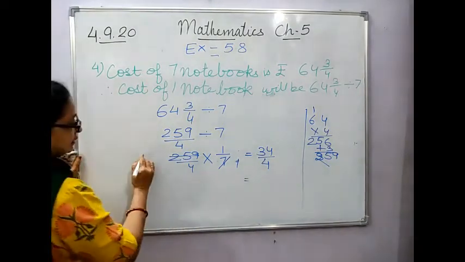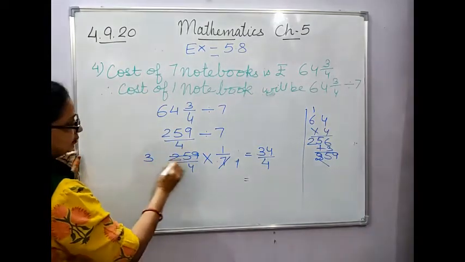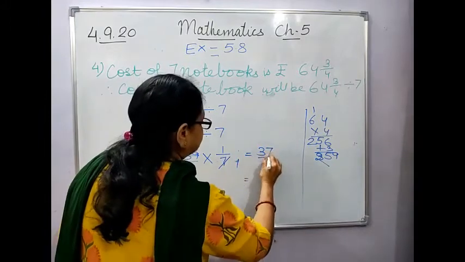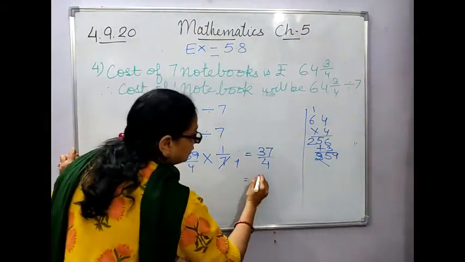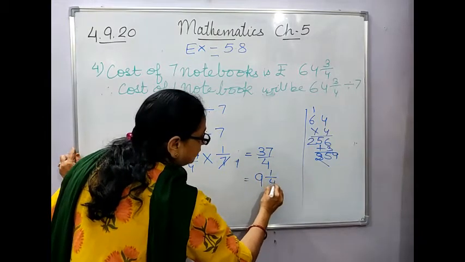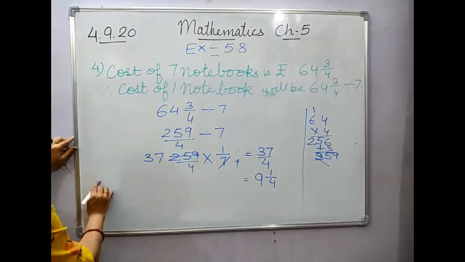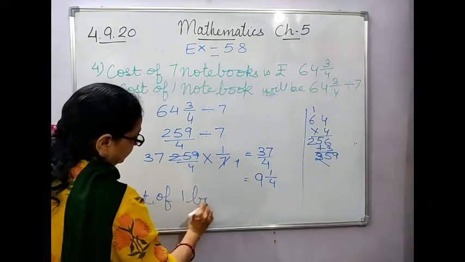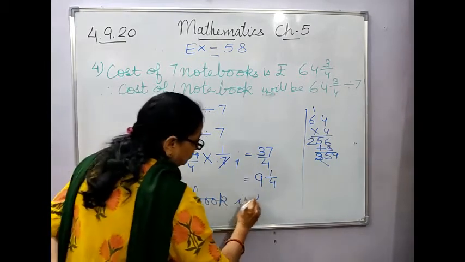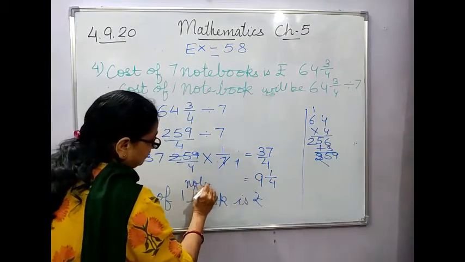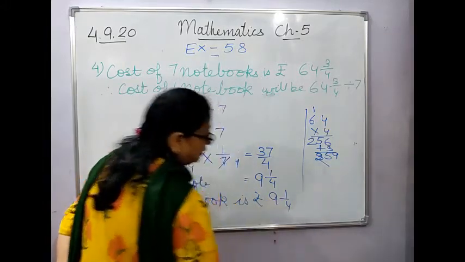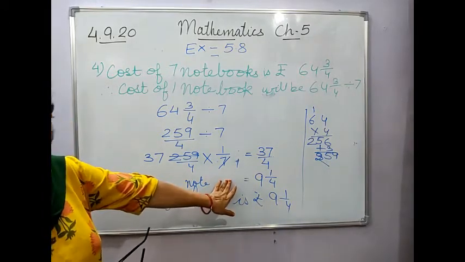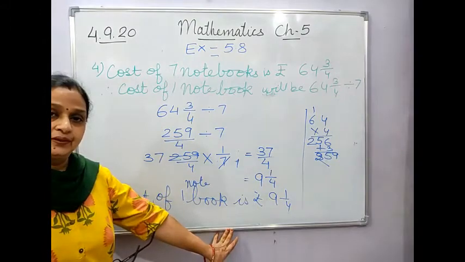This will be 7 3s are 21, and 7 sevens are 49. So it will be 37 upon 4. Then 4 9s are 36, and 1 upon 4. That means your answer will be: cost of one book is rupees 9 whole number 1 upon 4. You can write this down in your notebook. Earlier I made a little mistake, but I have done the correction over here. Just check it. Okay.